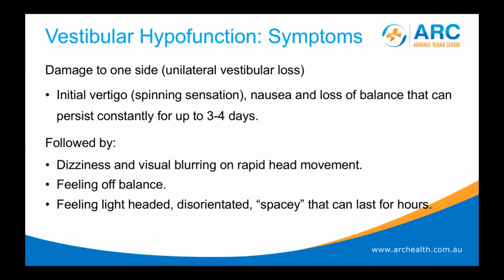So common symptoms in vestibular hypofunction, which remember Meniere's disease is one of the conditions that can cause this. If only one side is damaged, at the initial onset of it, or during a repeated episode, the person will get this initial vertigo, spinning sensation, nausea, loss of balance. And that might then be followed by dizziness and visual blurring on rapid head movement. So if you turn your head quickly, you might just notice a split second where your vision blurs or you feel dizzy. People often feel off balance, lightheaded, disorientated, or spacey, and that can last for a while.